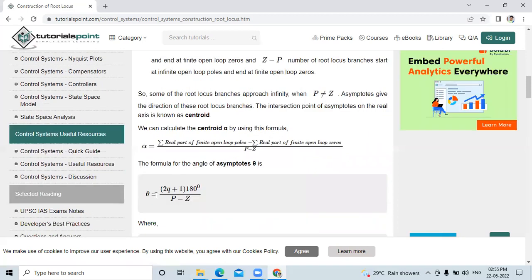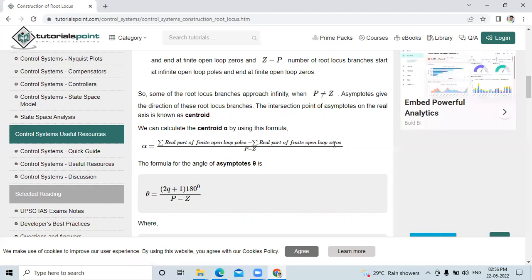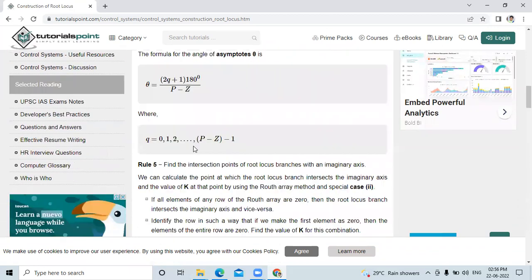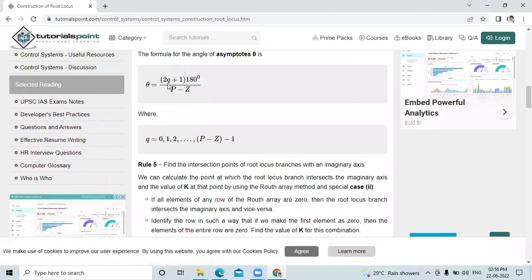The asymptote formula is theta equals (2q plus 1) into 180 degrees divided by P minus Z. P is the number of poles, Z is the number of zeros. Always poles will be in the denominator and zeros in the numerator. Next, the centroid formula is alpha equals the summation of real parts of finite open loop poles minus the summation of real parts of finite open loop zeros, divided by P minus Z. That is the formula for the centroid. Here the q value may be 0, 1, 2, and it will go on increasing.